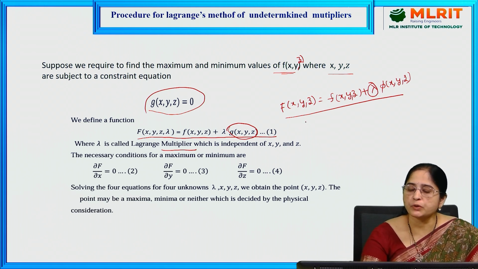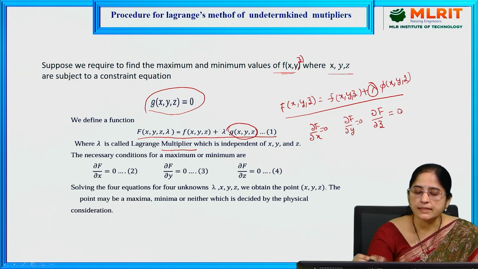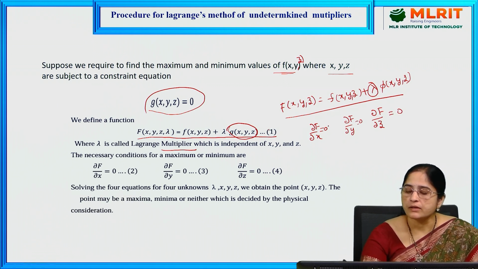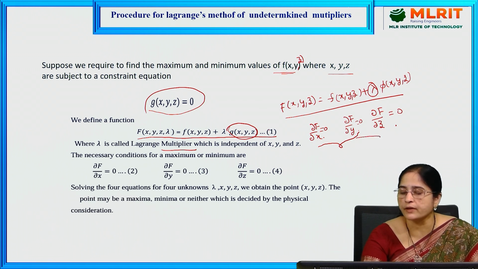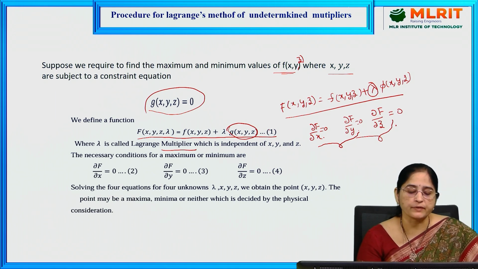First, we find dou capital F by dou x, dou capital F by dou y, and dou capital F by dou z, and equate each to 0. These are equations 1, 2 and 3, and the constraint is equation 4. First, solve equations 2 and 3. Next, solve equations 3 and 4. We will get the relations between x, y, z. Substitute those values and we get the maximum or minimum of the function.